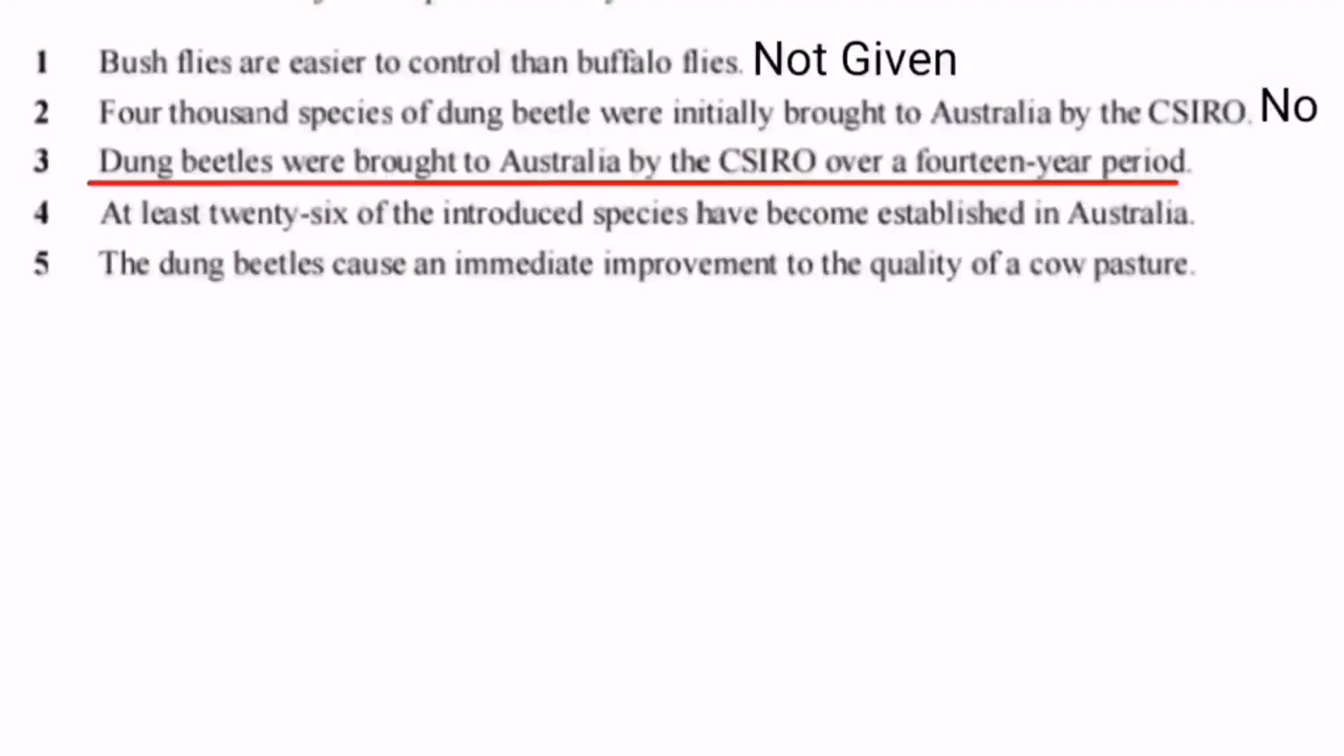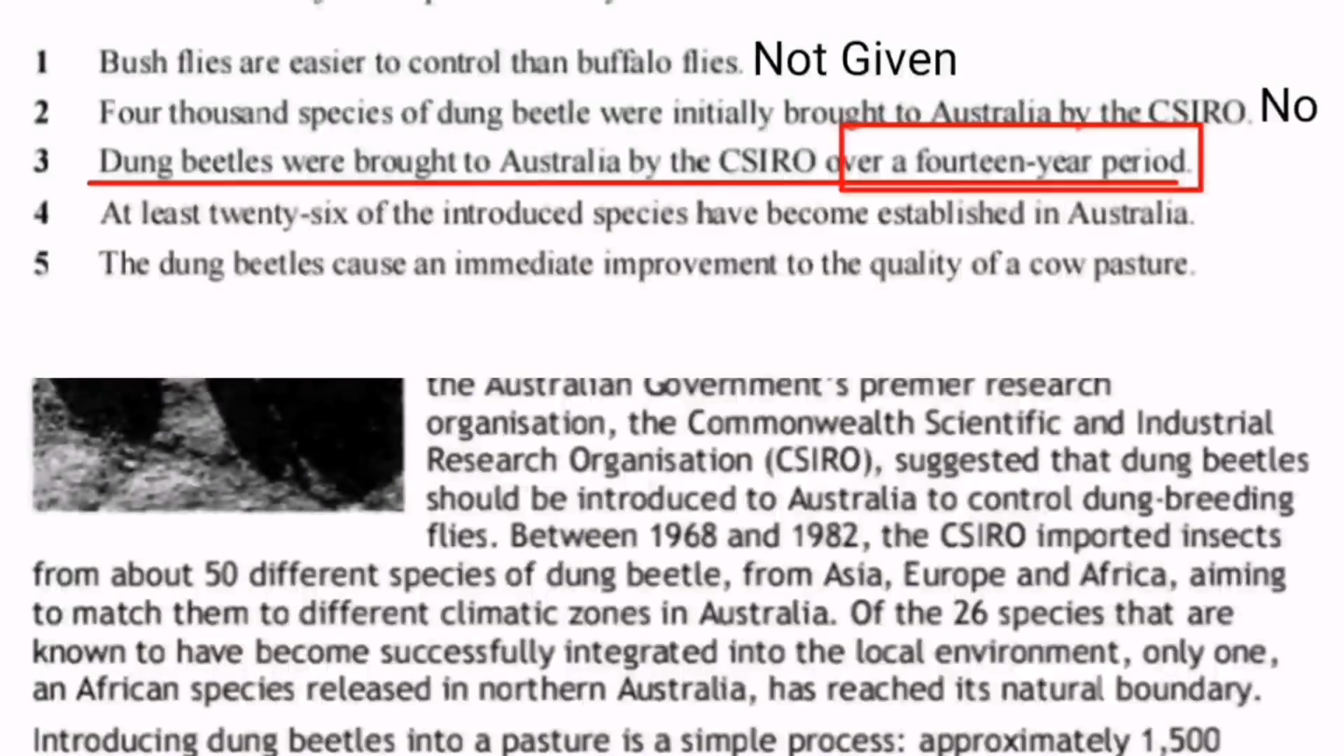Question number 3. Dung beetles were brought to Australia by the CSIRO over a 14-year period. It means that CSIRO spent 14 years to bring dung beetles to Australia. Dung beetles, Australia, and 14-year period are the keywords. Our main focus should be on the number of years in the passage. And let's try to read paragraph 2.